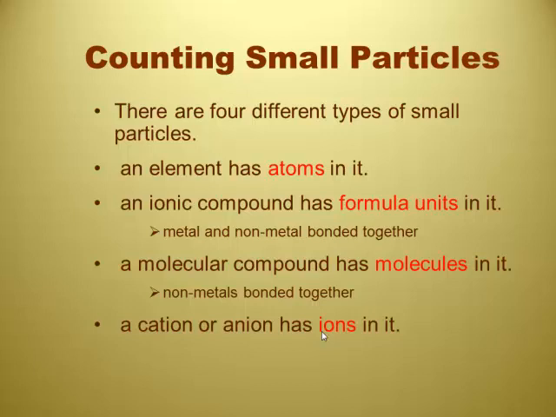This is the same thing. An element has atoms in it. An ionic compound is a formula unit. You should know what an ionic compound is, what it looks like, and how it's named. That's type 1 and 2 for those of us who don't remember. And a molecular compound is molecules. That's type 3. And ions are ions. Those are the charged things, right? Yep.